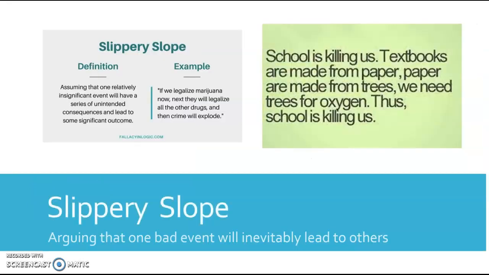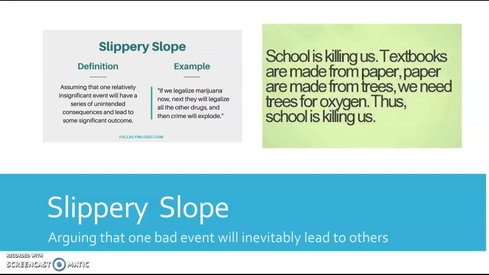Next is the slippery slope fallacy. The slippery slope fallacy is just that. If you envision sliding down a slippery slope or hill, arguing that one bad event will eventually lead to the others. The sky is falling. A couple relevant examples as of late, especially in South Dakota. If we legalize marijuana now, next they will legalize all other drugs and then crime will explode.